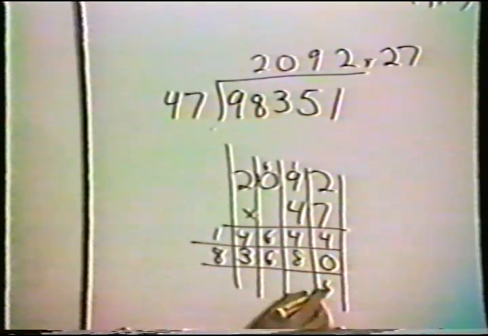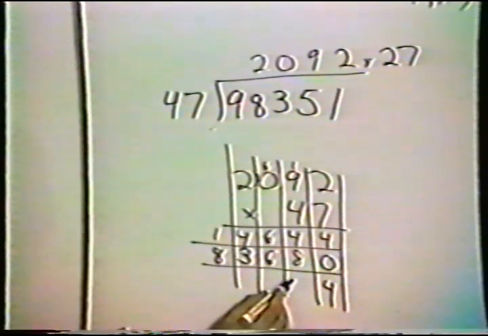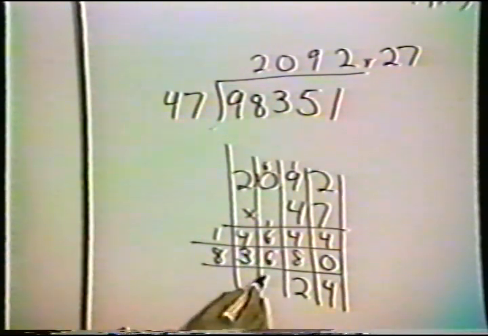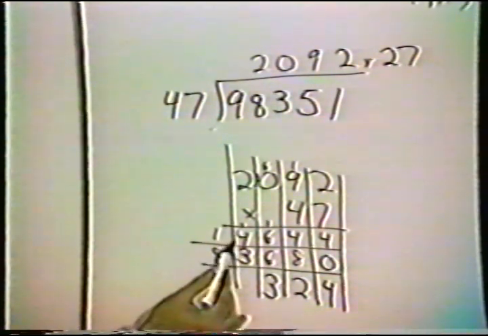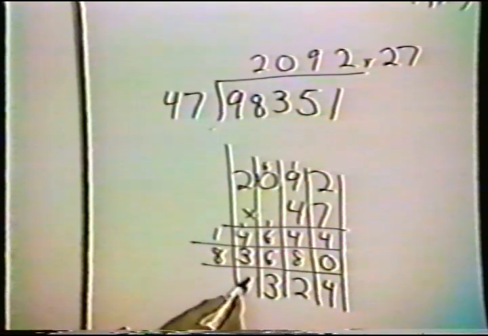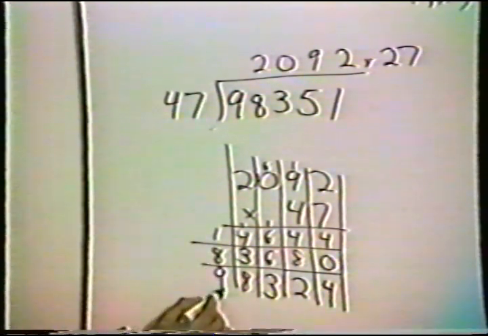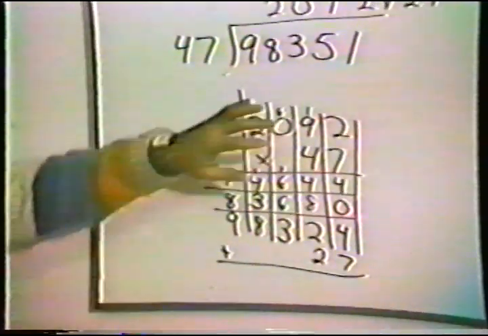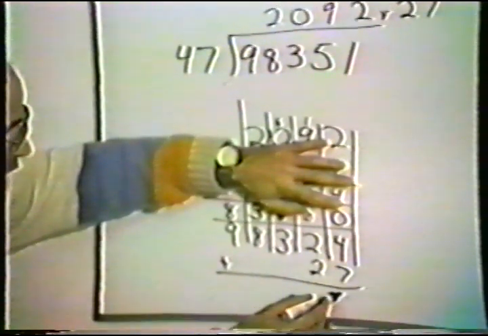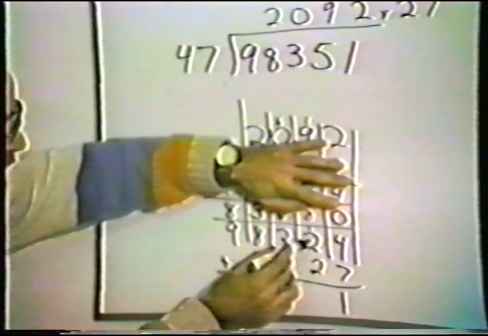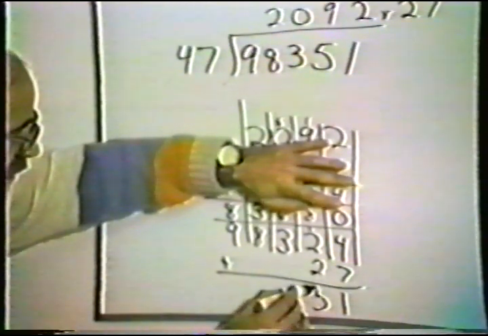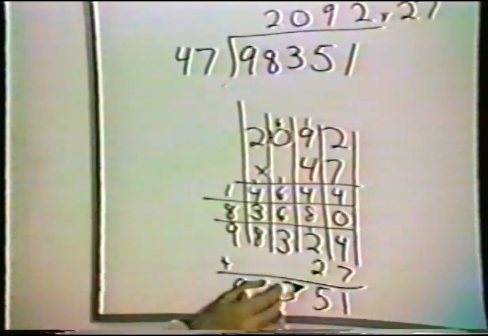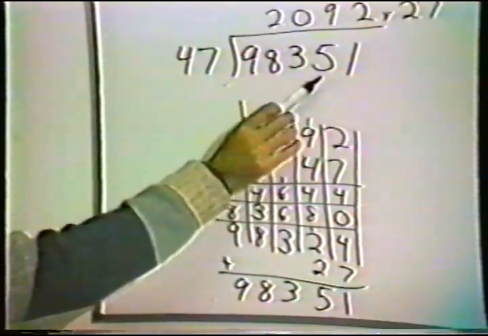Let's add those up. 4 plus 8 is 12. Put down the 2, carry the 1. 6 and 1 are 7, 7 and 6 are 14. Put down the 3, carry the 1. 4 plus 1 is 5, 5 plus 3 is 8. 1 plus 8 is 9. And a remainder of 27. 4 plus 7, 11. Put down the 1, carry the 1. 3 plus 2 is 5. 9, 8, 3, 5, 1.